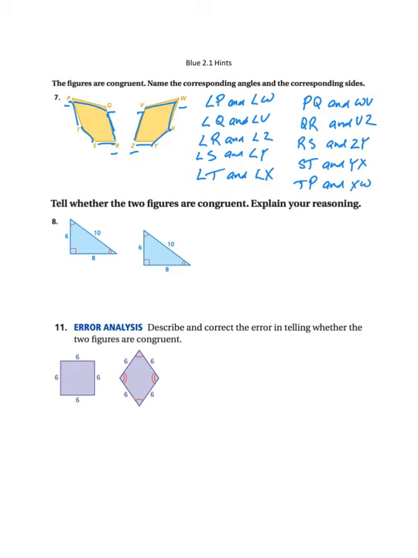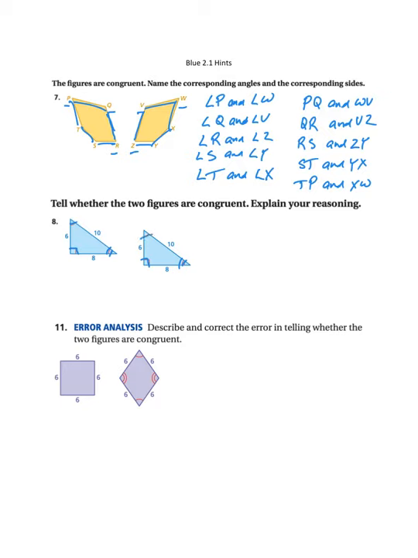All right, next, we need to tell whether these two figures are congruent. So we know that there are two criteria, right? We need to have corresponding sides congruent and corresponding angles congruent. So I need to check both of those things. Here I see I have a right angle here. Those match. I have this double arc here and a double arc here. That means that those angles are corresponding and they are congruent. And here are these angles too.